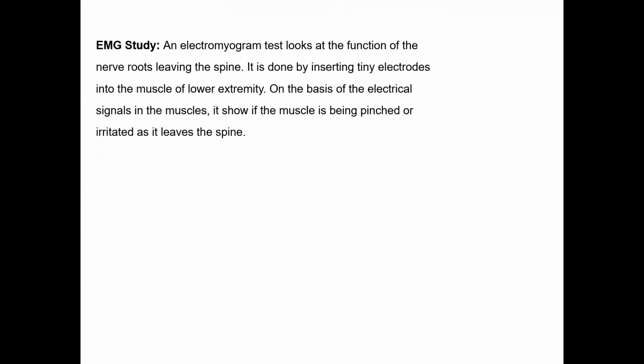EMG study. An electromyogram test looks at the function of the nerve roots leaving the spine. It is done by inserting tiny electrodes into the muscle of lower extremity. On the basis of electrical signals in the muscles, it shows if the muscle is being pinched or irritated as it leaves the spine.